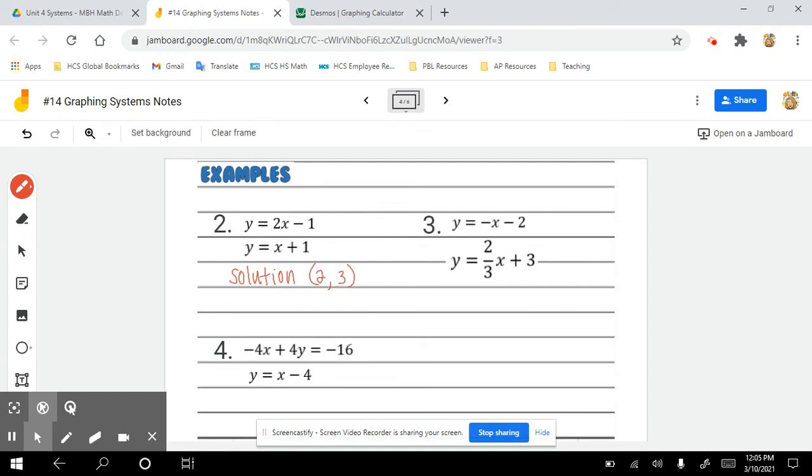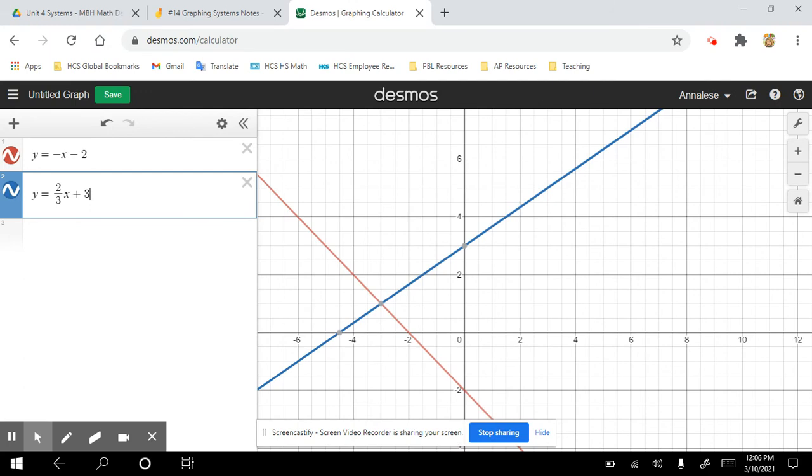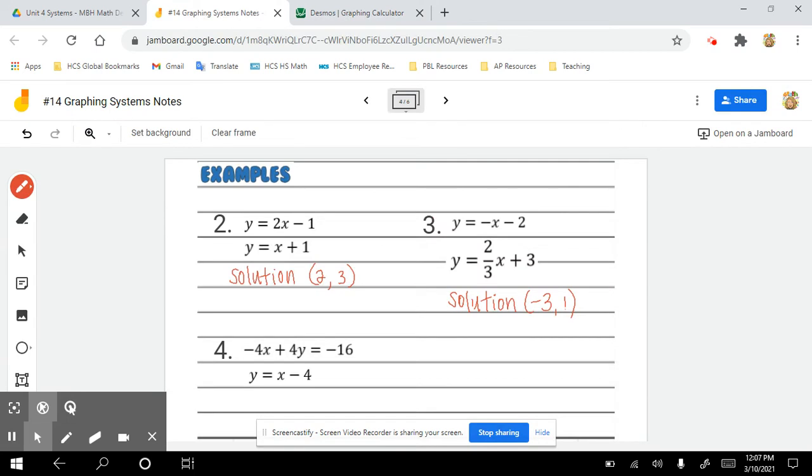All right, so let's take a look at number 3. As we type number 3 into Desmos, you'll see that we intersect the blue and red line at -3, 1. So that is our solution to the system of equations. Now we'll try example 4.